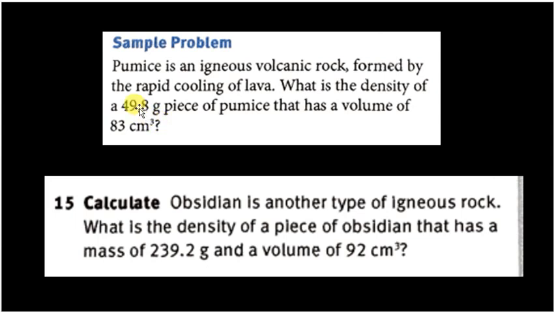So they're giving us the mass and the volume, and we have to find the density. So you're going to use the right formula to find the density. Same thing with this one. We have obsidian, which is another type of igneous rock, and you're going to use the mass and the volume to find the density.